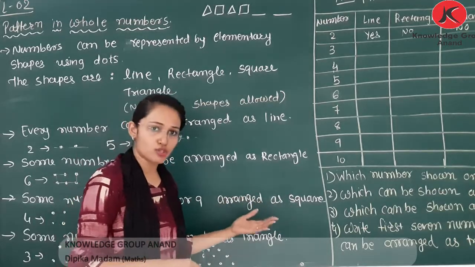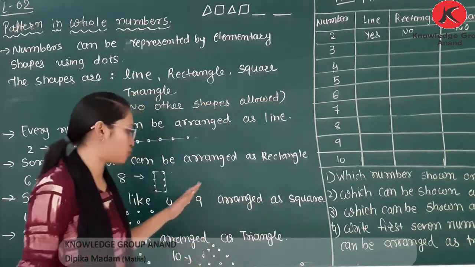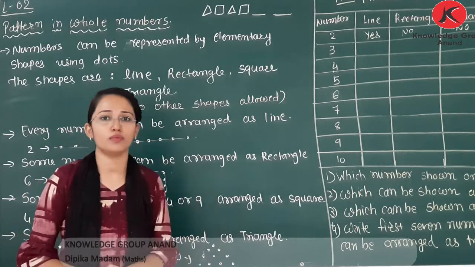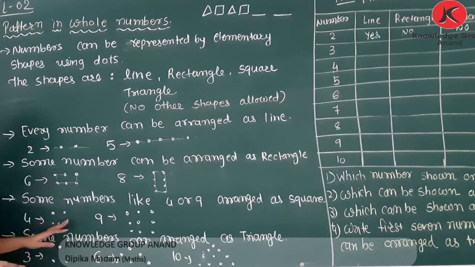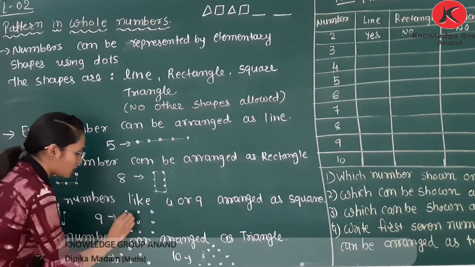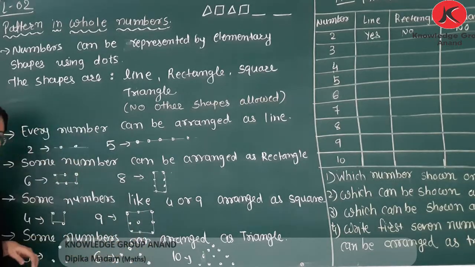More numbers are also there. After 9, it is 25, 36 that can also be arranged as a square. Here 4 and 9 are the given examples. So 4 can be arranged like this in a square. 4 dots can be arranged as a square and 9 dots can also be arranged as a square. Clear?